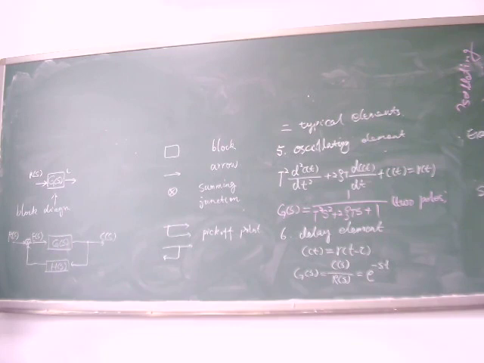If R(t) equal to delta t, then R(s) equal to 1. We see here, R(s) equal to 1. It means C(s) equal to 1 by s squared plus 3s plus 2. Now, it is also equal to 1 by (s plus 1)(s plus 2), and also equal to 1 by (s plus 1) minus 1 by (s plus 2).